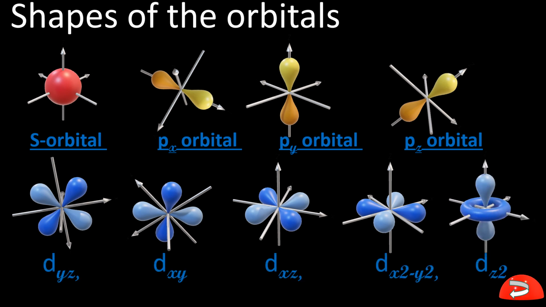dyz, dxy, dxz, dx square minus y square and dz square. These are the names, children. These are the names exactly. What is the name of it? S orbital. Here px is the name. S doesn't have any other, right? That's what we can simply call the s orbital.